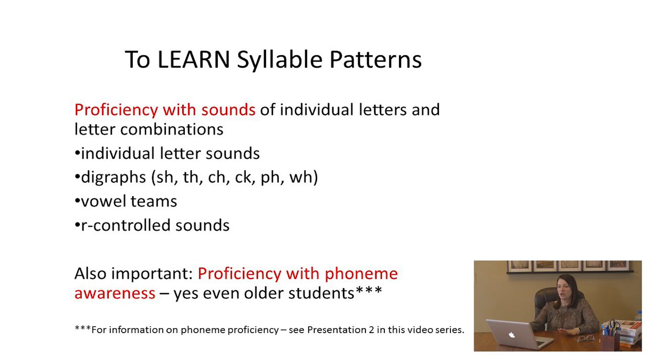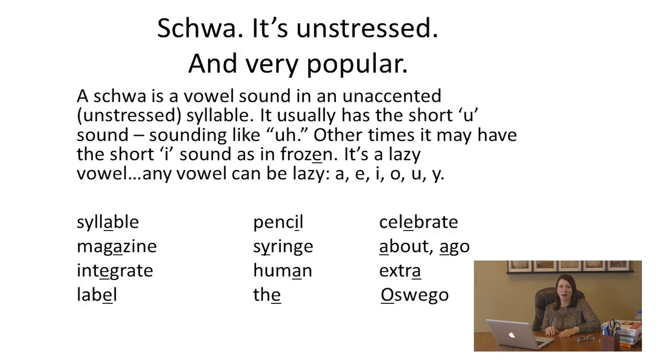Okay, so no presentation on syllable patterns would be complete if I didn't include a bit on schwa. Odd word, schwa. But a schwa is a vowel sound. It's the sound of a or I that happens in a long word. Where in the long word? In the syllables that we don't stress, the quiet syllables. Some people call a schwa the lazy vowel, and any vowel can be a lazy vowel, A, E, I, O, U.